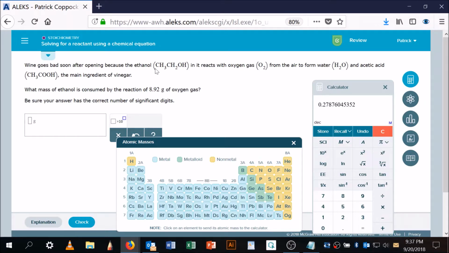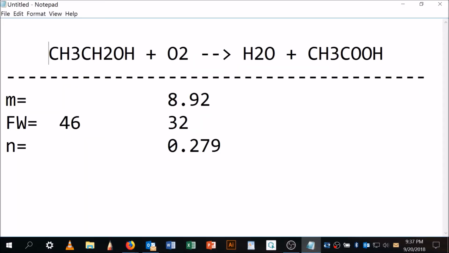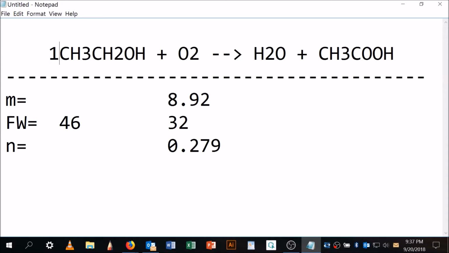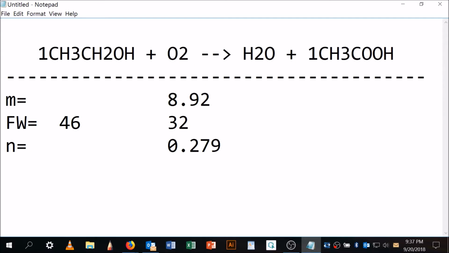Wine goes bad soon after opening when it reacts with oxygen gas, right? What mass of ethanol is consumed by the reaction? Yep, of 8.92 grams. We're reading that right. Okay. So I got to find out what this balanced reaction is. Well, there's 2 carbons here and there's 2 here. So far, this is going to be 1 and 1. I'm going to put a 1 in front of that and a 1 here.